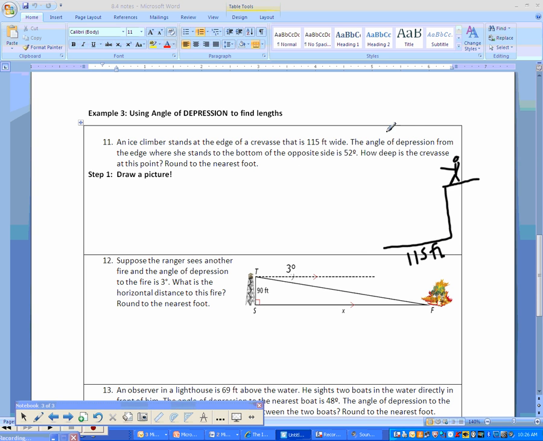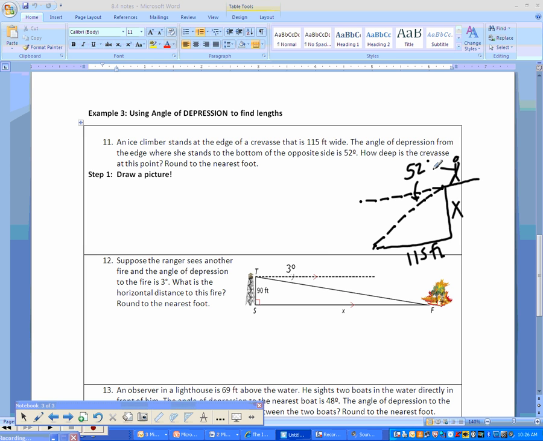This is important. The angle of depression from the edge where we stand to the bottom of the opposite side is 52 degrees. So what that means is from where I'm standing down to the opposite side, this is the angle of depression. Here's my horizon, right? This is my imaginary line. Depression means it's below the horizon. So this angle right here is 52 degrees. Super important. How deep is the crevice? So we want to know how far it is. I'll put x right here.